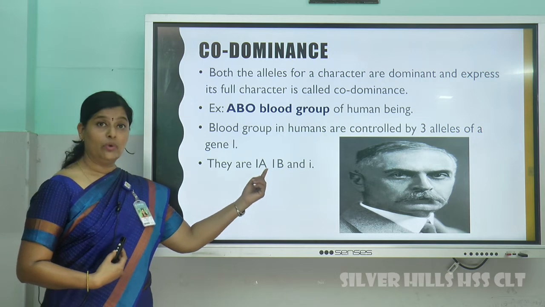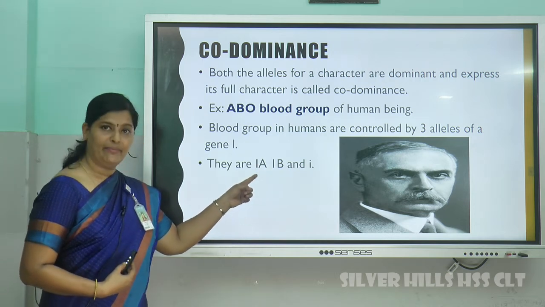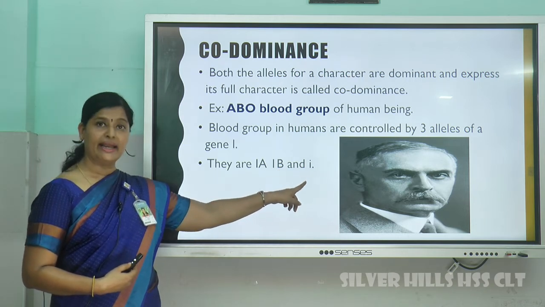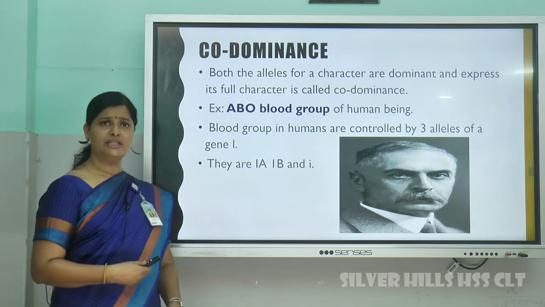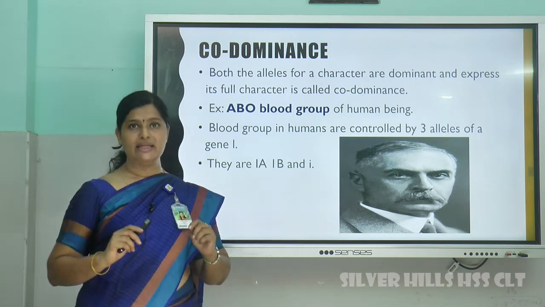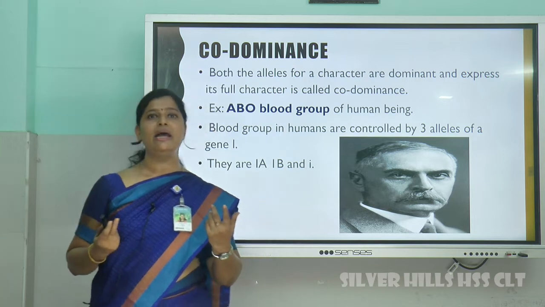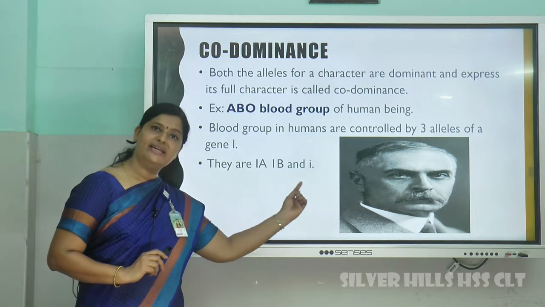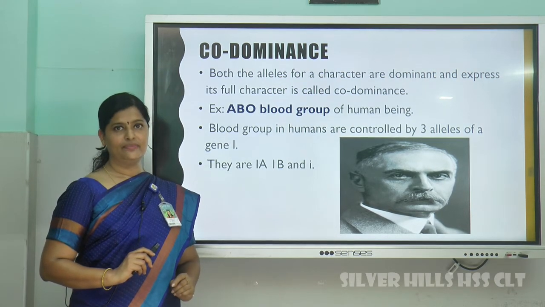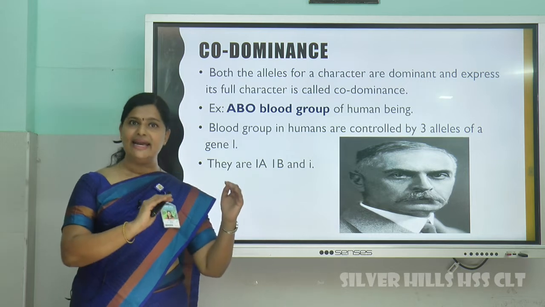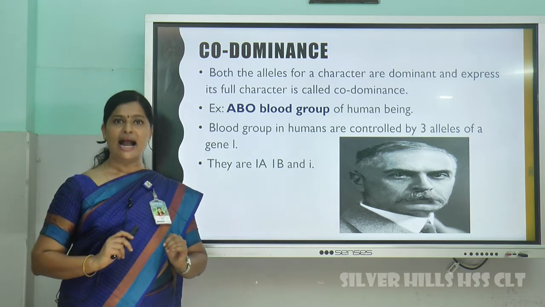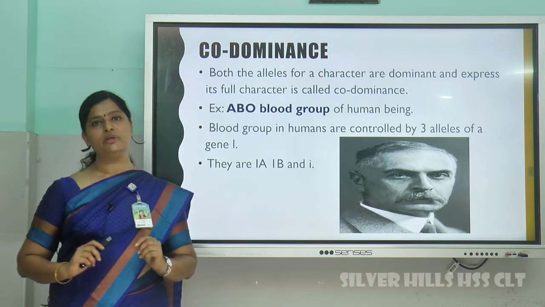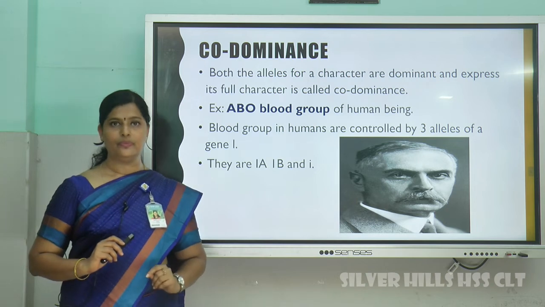So let's take the 3 alleles. IA is the first allele, IB is the second allele, and small i is the third allele, right? Since we are diploid organisms, we cannot have 3 alleles together. So we get a combination of these 3 alleles, right? Suppose a person gets IA from father and IA from mother, that person's blood group is going to be A blood group, right?